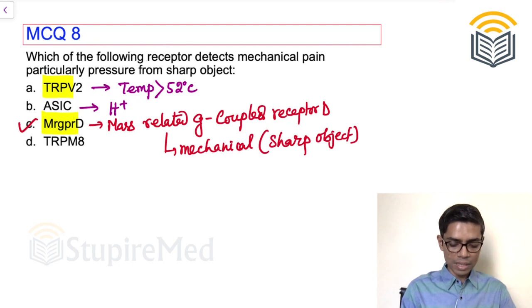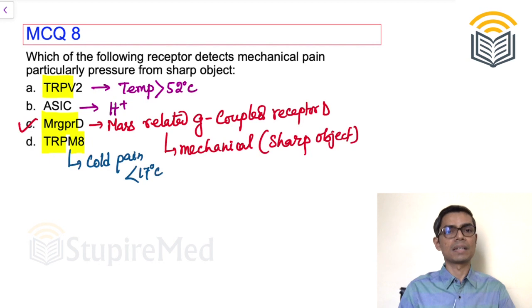And what about TRPM8? This is transient receptor potential M8. This is responsible for cold pain when the temperature is below 17 degrees centigrade, right?